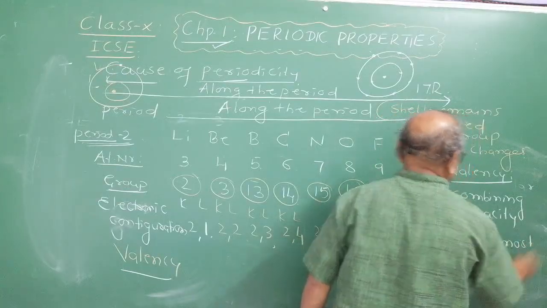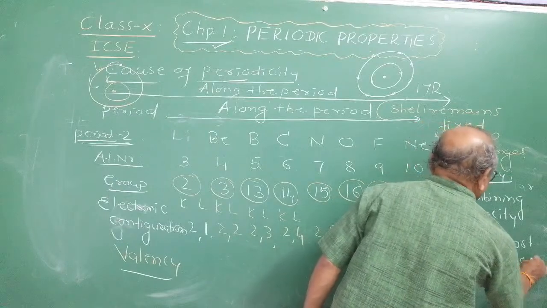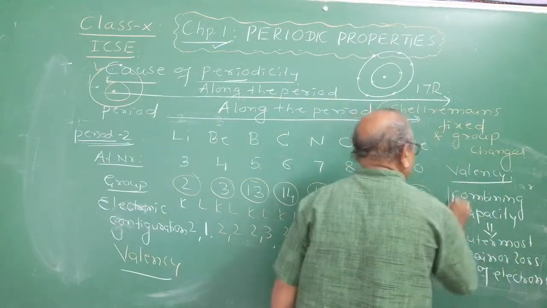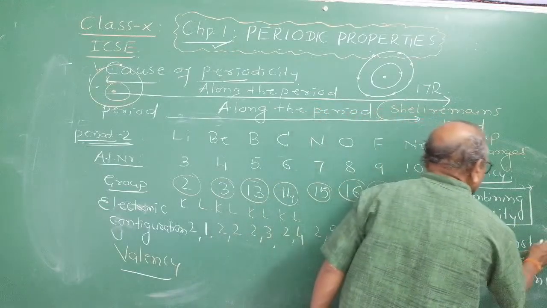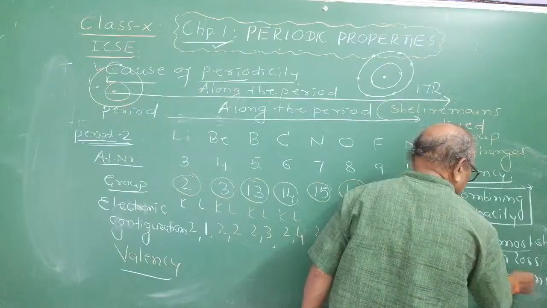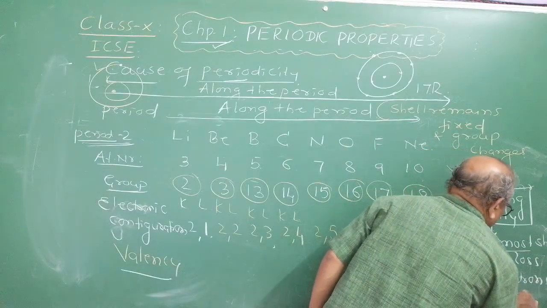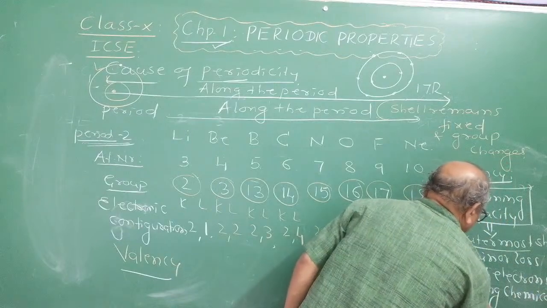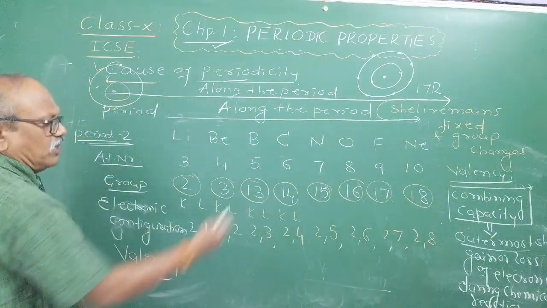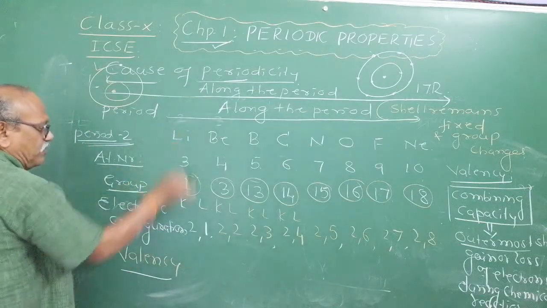Valency corresponds to combining capacity, right? That involves either gain or loss of electrons. The outermost cell is called the valence cell. Therefore, electrons are either gained or lost during a chemical reaction. In the next chapter, chemical bonding, I will talk in detail about how, during a chemical reaction, electrons in the outermost shell only participate.